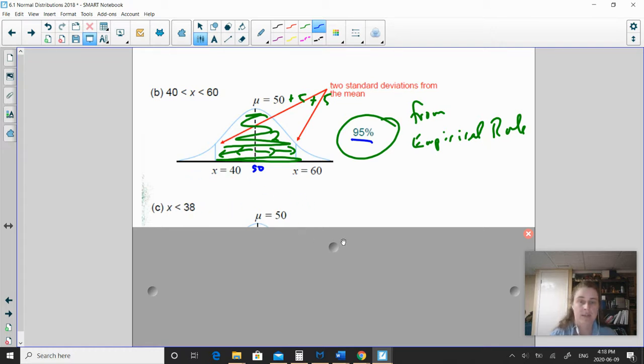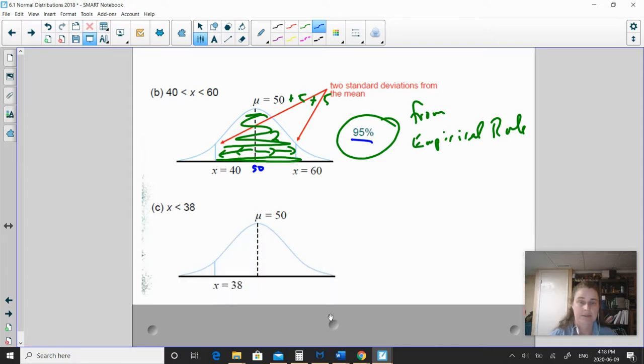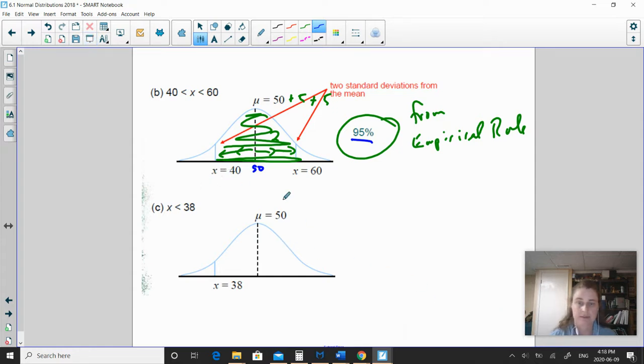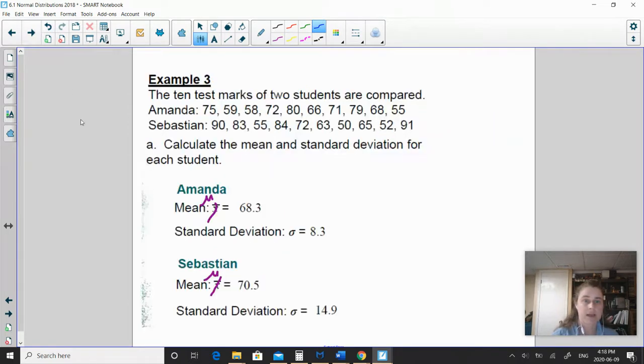What about the probability that x is greater than 38? Well, 38 doesn't quite fall on one of our exact standard deviations. 40 would be our exact standard deviation. So we're going to leave that for the time being. We'll come back to that in another lesson.